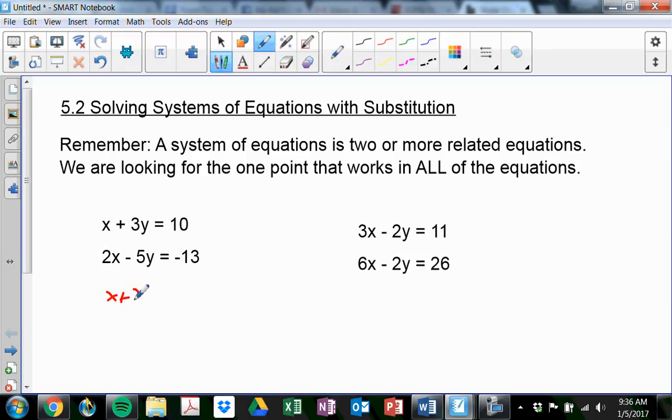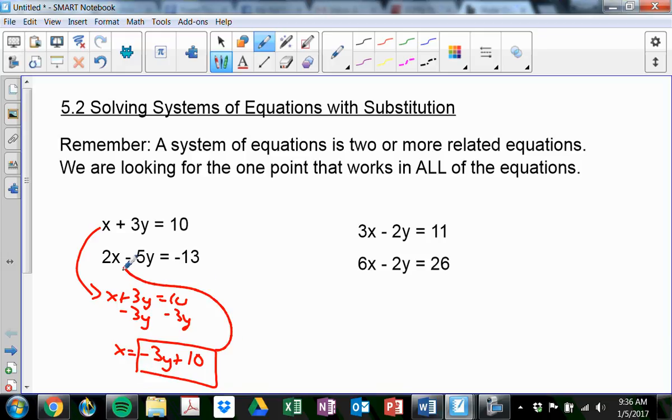So I have x plus 3y equals 10. I just took this equation down here. I'm going to subtract the 3y from both sides, and I get x equals negative 3y plus 10. This x is now by itself. I will take what x is equal to, plug it in for the other x. It has to go into the other equation. So now I have 2 times negative 3y plus 10 minus 5y equals negative 13.